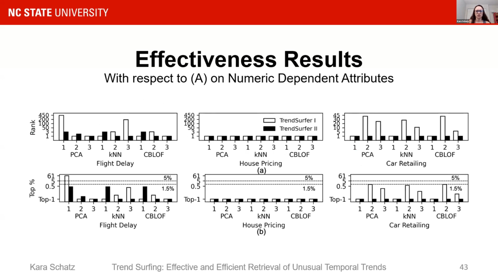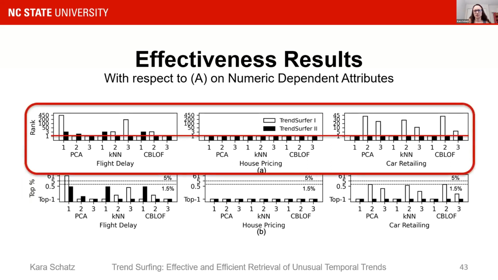First, we have effectiveness results with respect to unusualness criterion A on the numeric dependent attributes of all 3 of our datasets. The white bars here represent the performance of Trend Surfer 1, and the black bars represent the performance of Trend Surfer 2. The x-axis indicates the dataset, the outlier detector, and the target depth, which together comprise the specific test case. And the y-axes indicate the rank of the output trend and the percentage score of the output trend. In many cases, both Trend Surfer approaches are able to return the top-ranked outlier scoring trend.